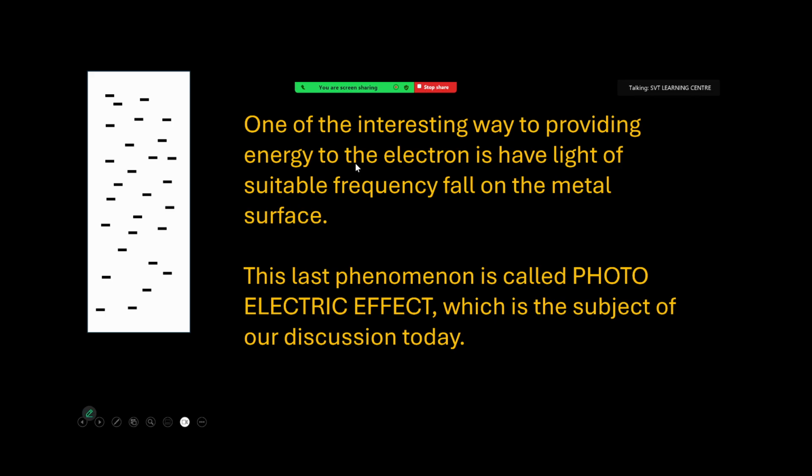One of the interesting ways to provide energy to the electrons is to have light of suitable frequency. Remember the word suitable frequency because that will be of very great importance to you as we go along. So this light of suitable frequency falls on the metal. This phenomenon, whereby we can remove electrons from the metal by simply making light fall on the metal, is called photoelectric effect, and that's what we are going to discuss today.